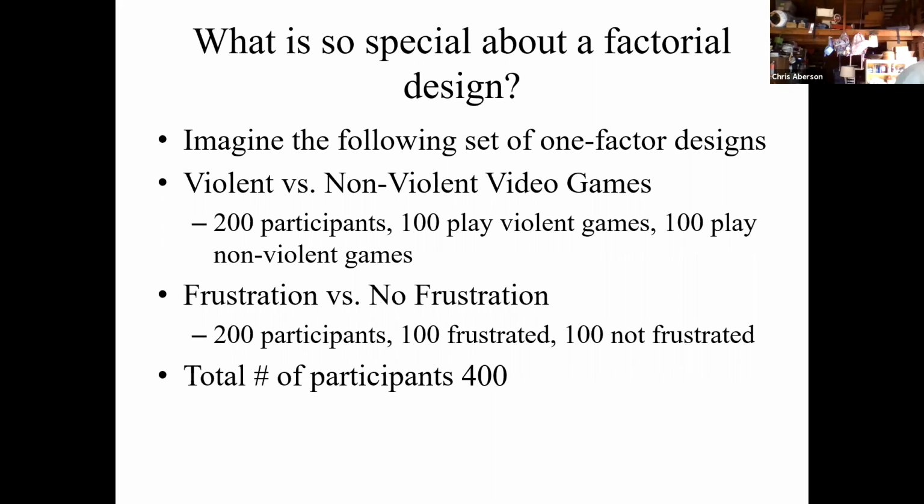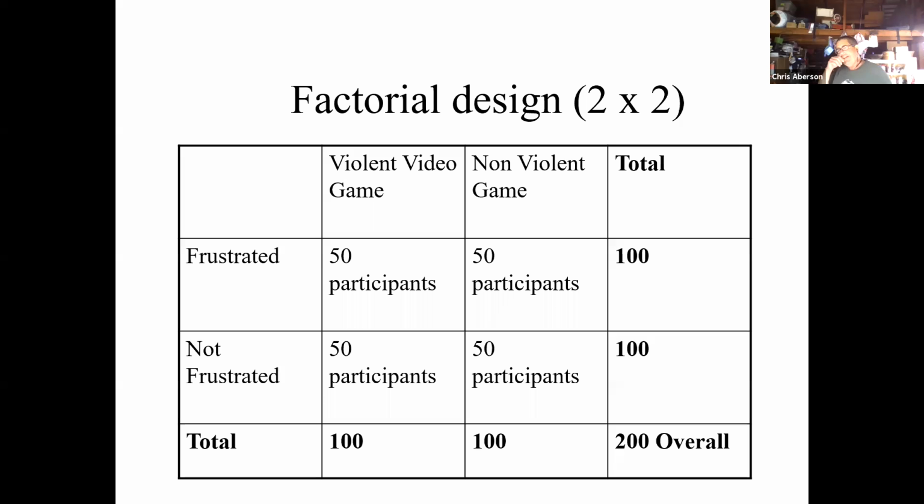So again, the special thing about this design is that if you were to study these individually, you might have 200 people playing a violent game, 200 people playing a non-violent game. You could get one question answered. You might do another study looking at frustration, use up another 200 people for 400 participants total. However, with the factorial design, you can answer those two questions that you answered before, having 100 people in each of the groups, but now you can do this with only 200 people overall, and as a bonus, you get to ask questions about the interaction.